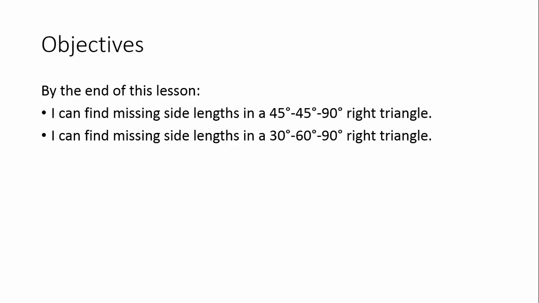So first I want to just talk for a moment about what those terms mean. If we have a 45, 45, 90 right triangle, that means it's a right triangle because of the 90 degrees, but that the other two angle measures are both 45. Similarly, in a 30, 60, 90 right triangle, it's a right triangle because of the 90 degree angle, and the other two angles will measure 30 and 60.